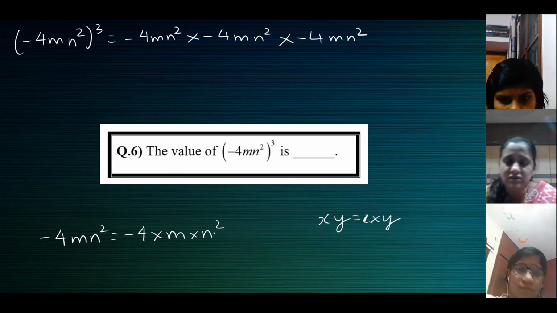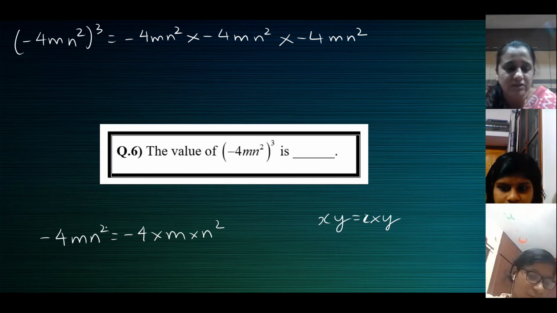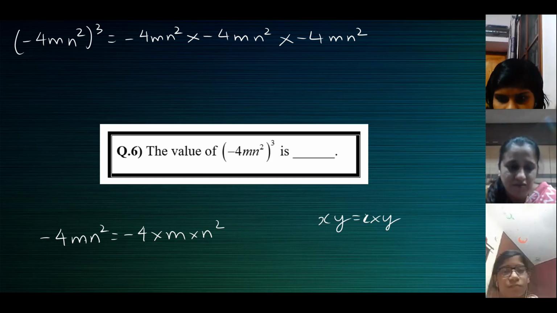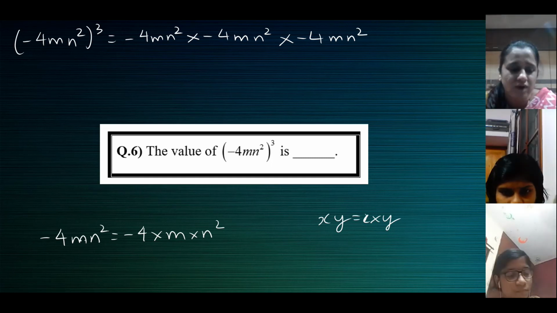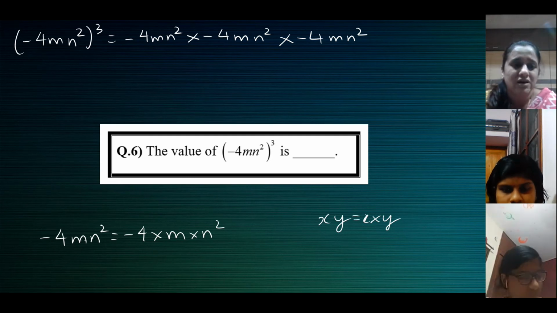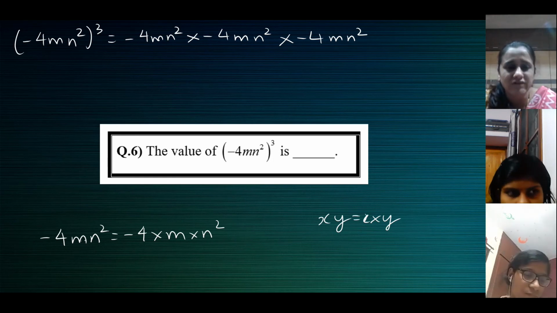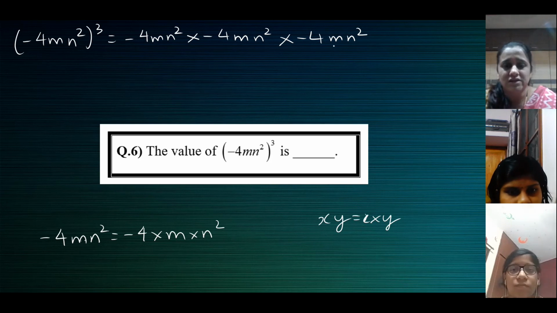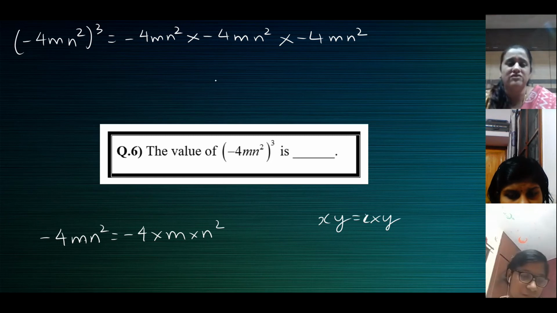Do you think the power 2 is for m and 4? No, ma'am, only for n. Yeah, the power 2 is only for n. It is not for m and minus 4 because it is n squared. The power 3 is for minus 4mn squared. That is why we wrote it 3 times. It's multiplied with itself 3 times. Now this power 2 is only for n.